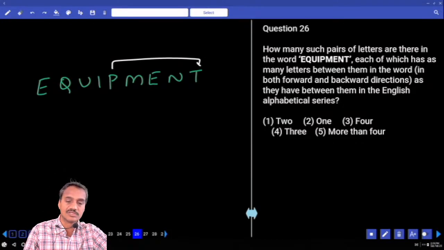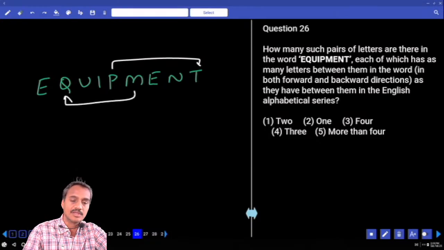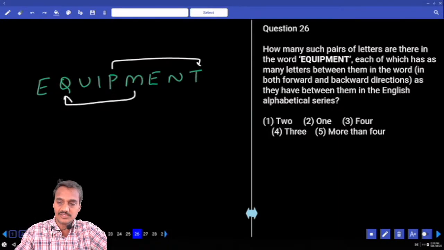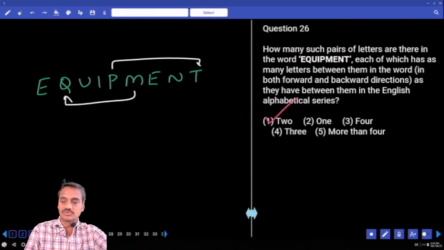And again in the reverse order. T, no letter more than this one. N, O, P, Q, R, S, T, U. N, E, F, G, H, I, J, K. M, N, O, P, Q. M to Q. And next one, P, Q, R, S, T, I, J, K, L and so on. So only two pairs. Two, that is choice one, question number 26.